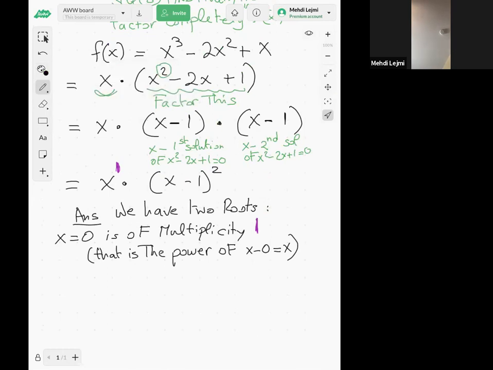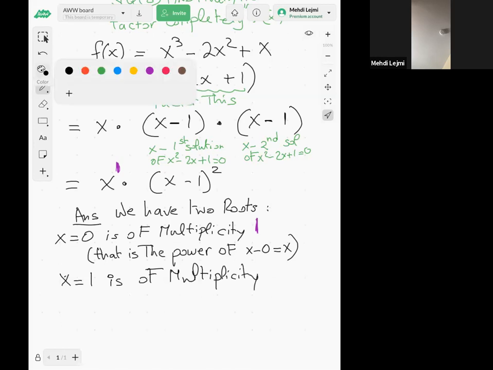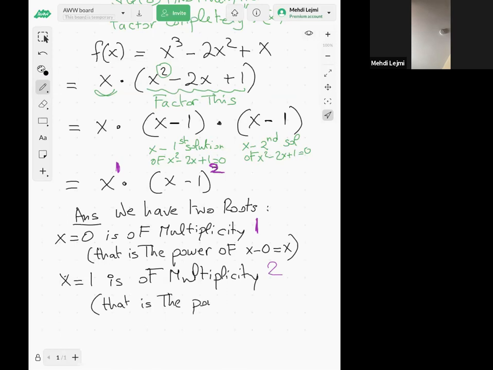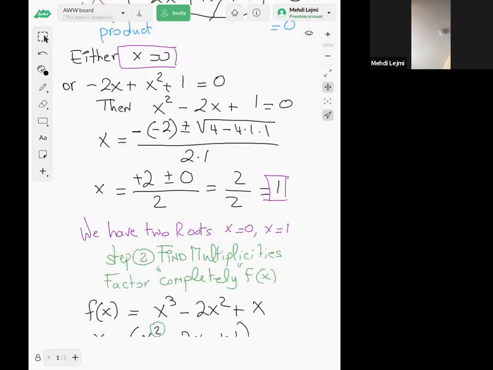Now, the second root is 1, so x is equal to 1 is of multiplicity 2, because that's the power of x minus 1. Right? Now, okay, so now we got our roots, we got our multiplicities. Next, let's check the steps.